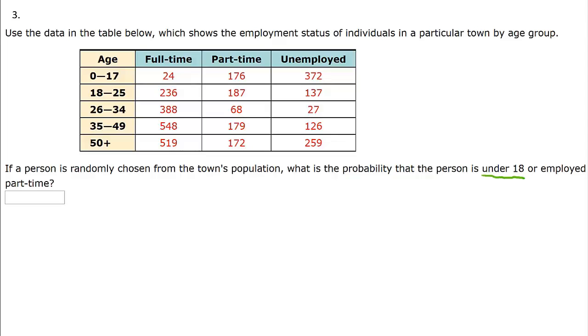So the strategy here is to look at the table and identify the number of people who are under 18. That would be the first row of the table. So 24 full-time, 176 part-time, and 372 unemployed. And then look at the ones that are employed part-time. That would be the middle column.